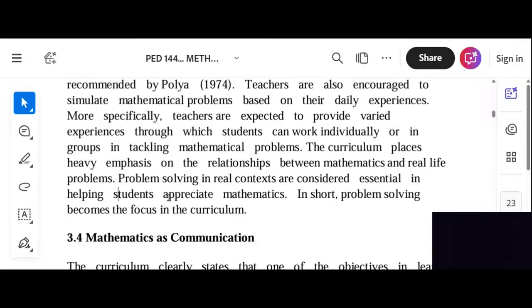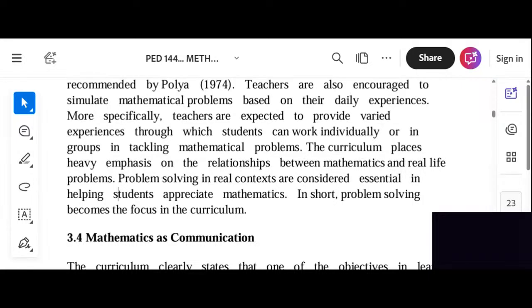Place emphasis on relationship. If you are teaching them simultaneous equations, what can they apply it to in real life? You must help them to relate it to real life problems, so they are not just learning formulas, solving formulas, memorizing or cramming. They know where those things are applicable in real life.